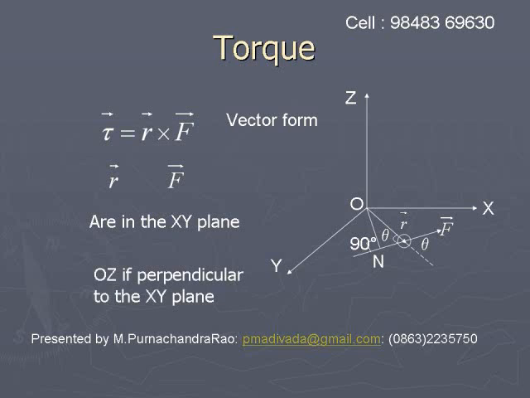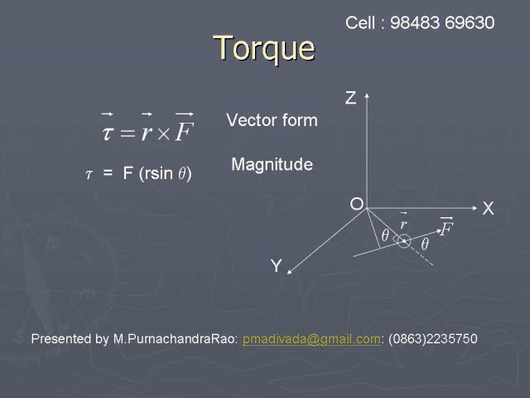Now, in vector form, the torque is given by tau bar is equal to R bar cross F bar. R bar and F bar are in the horizontal plane, indicated by OX, OY, and tau bar is perpendicular, that is along OZ, perpendicular to the plane contained by R and F. The magnitude of this torque is given by F into R sin theta.